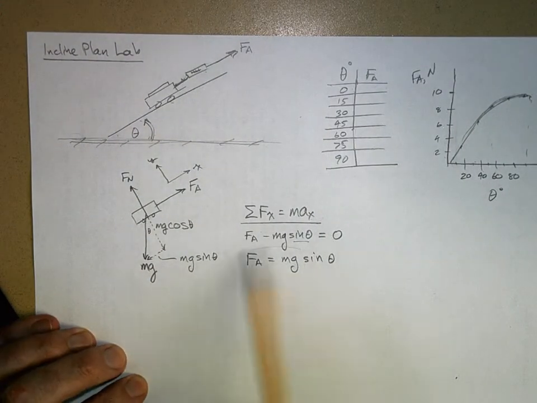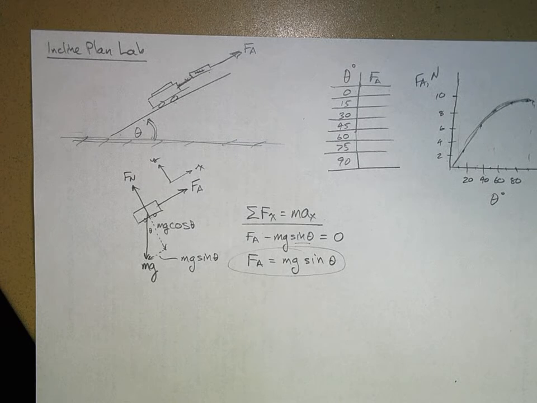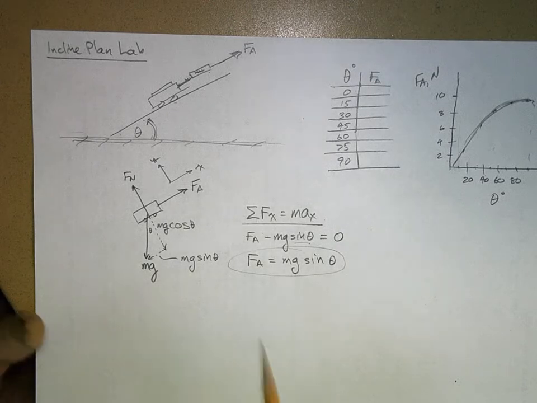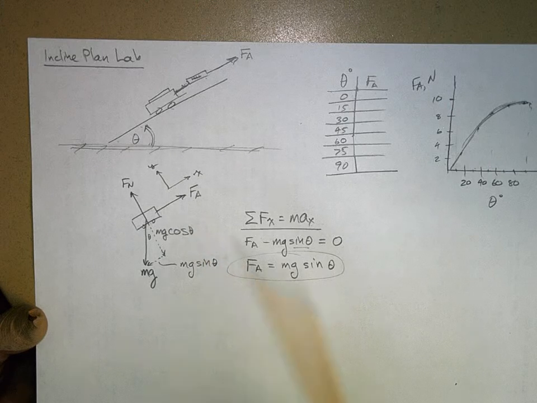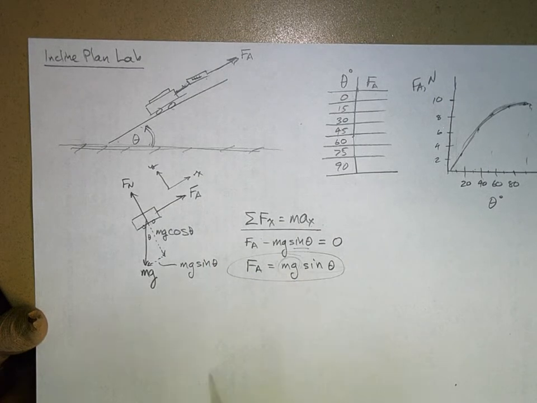This is a theoretical prediction. I didn't take any data for this. I just used Newton's second law, merely a theory. And out pops this little equation. Hey, the applied force to hold that car in place, if there's no friction, should be equal to the weight of the car, m times g, times the sine of the angle of incline.